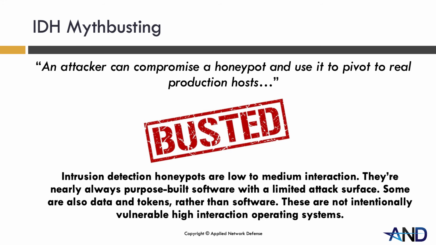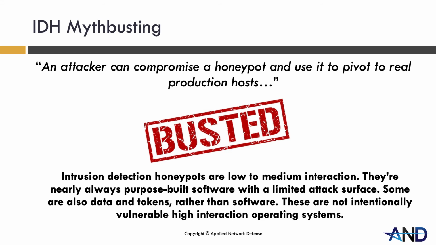We will monitor for those, and know when they were stolen from a honeypot. These are not intentionally vulnerable high-interaction operating systems. Again, we're not deploying 15-year-old Windows XP that is vulnerable to MS08-067 out there and just waiting for someone to attack it. That would be a bad idea. We are building very specific, narrow, low interaction honeypots that don't give a lot of potential for this sort of thing to happen.